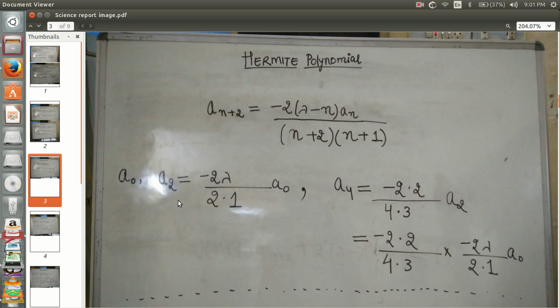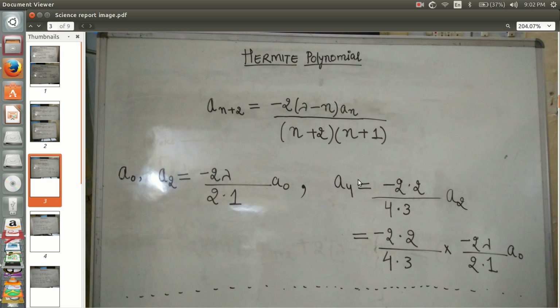Here, by taking the values of n as even numbers, that is n equals 0, n equals 2, and so on. When we take n equals 0, we get a2 equals minus 2 times (λ minus 0), that is minus 2 times λ into a0, as n is 0, upon 2 into 1. So the value of a2 is minus 2λ upon 2 into 1 times a0. Similarly, we get the value of a4 as minus 2 times (λ minus 2) into minus 2 times λ upon 4 into 3, that is 4 factorial, into a0.